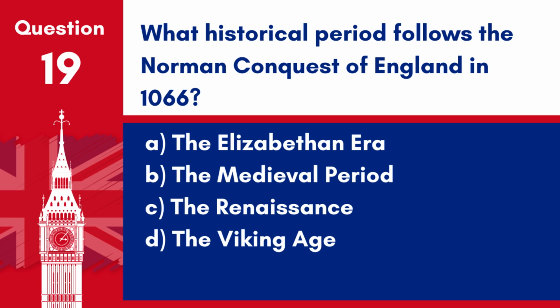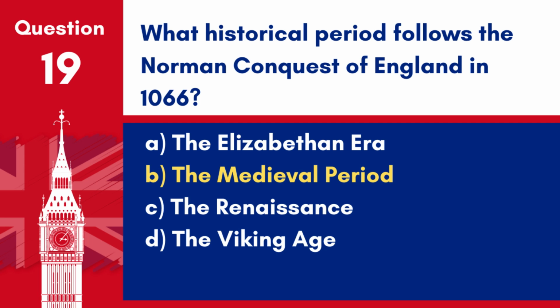A. The Elizabethan era. B. The medieval period. C. The Renaissance. D. The Viking Age. Answer. B. The medieval period. The Norman conquest of England in 1066 marks the beginning of the medieval period in English history.